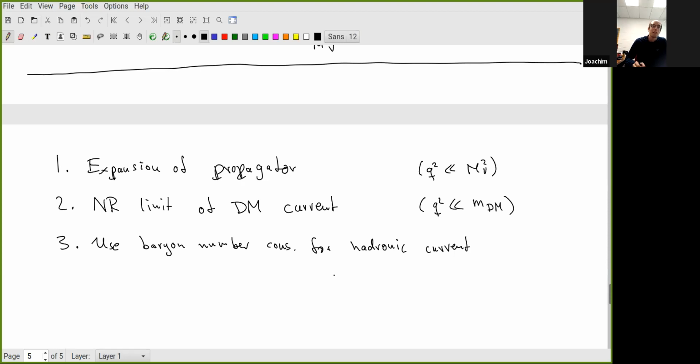If the dark matter is energetic enough, it can start probing the structure of the nucleus. It won't break the nucleus apart, but it can see that there's a distribution of the nucleons inside the nucleus. So we made a little bit of an approximation.